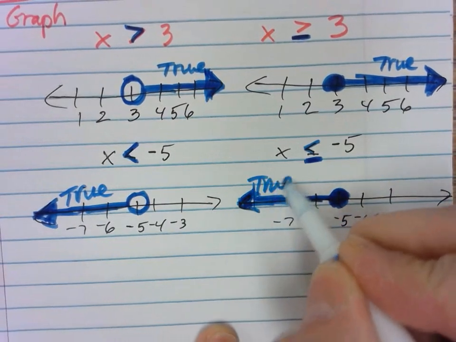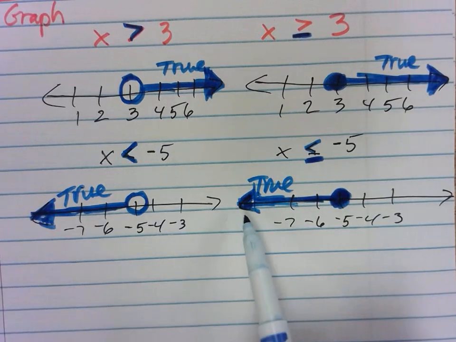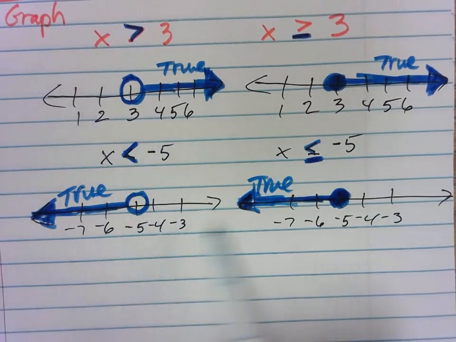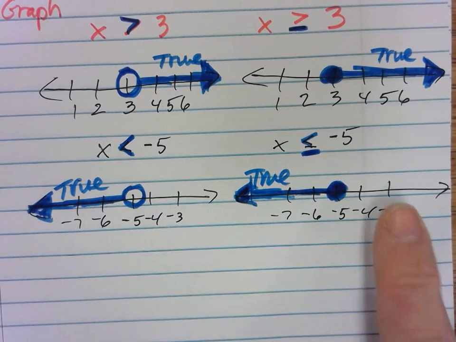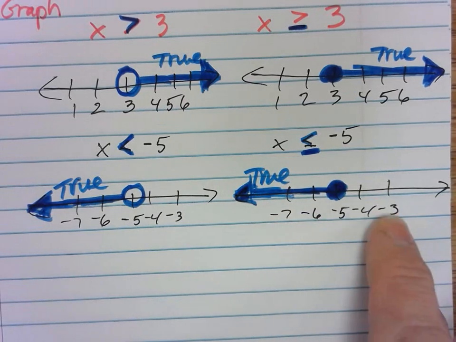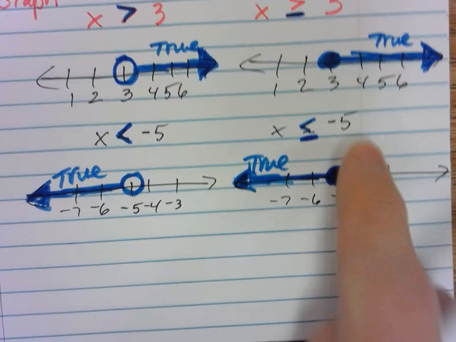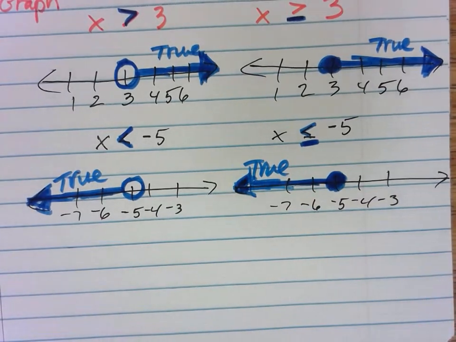All the true answers are coming this way. So negative 10, negative 15, negative 20, whatever. All the true answers are going down here to the left. All these up here on this end are false answers. So if you put negative 3 in there, negative 3 is not less than or equal to negative 5. So you do not want to shade the false answers. You only want to shade the true answers.